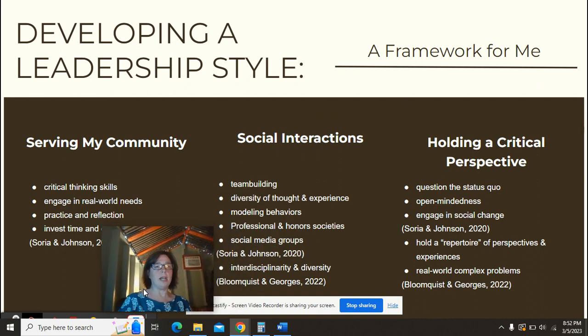In developing a leadership style, I used a couple of articles to help create my own framework. First, I consulted Soria and Johnson, which was a required reading from 2020. And then I also consulted Bloomquist and George in an article on leadership development for a little further information. So I came up with three strategies that I think are going to best help me to develop as a leader. And the first one is to make sure that I am serving my community.